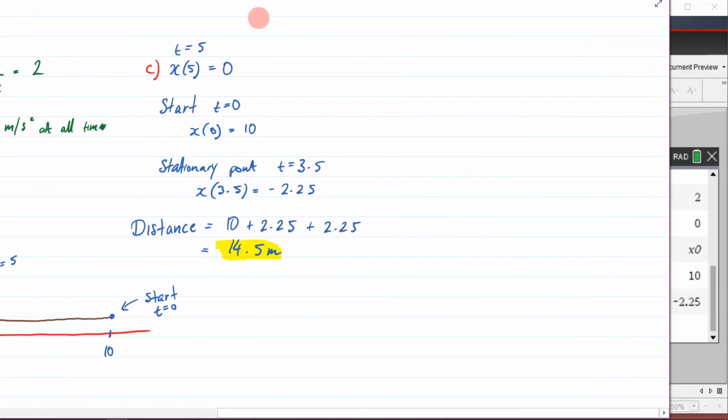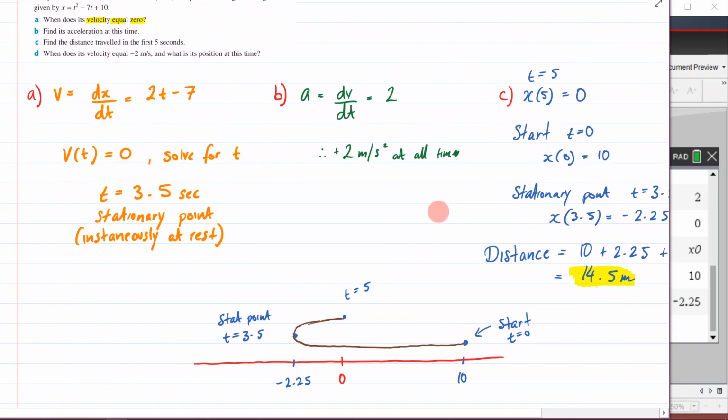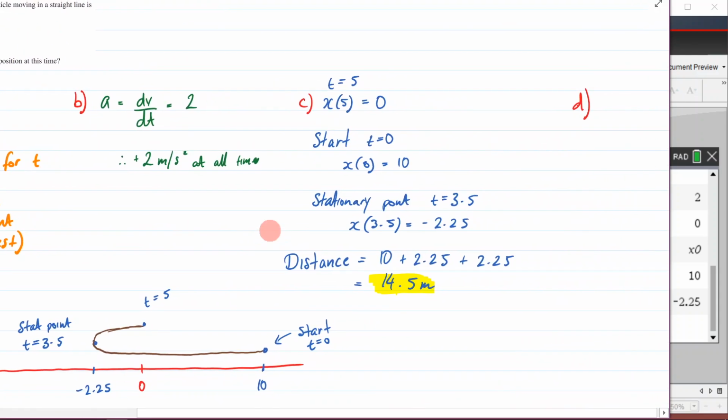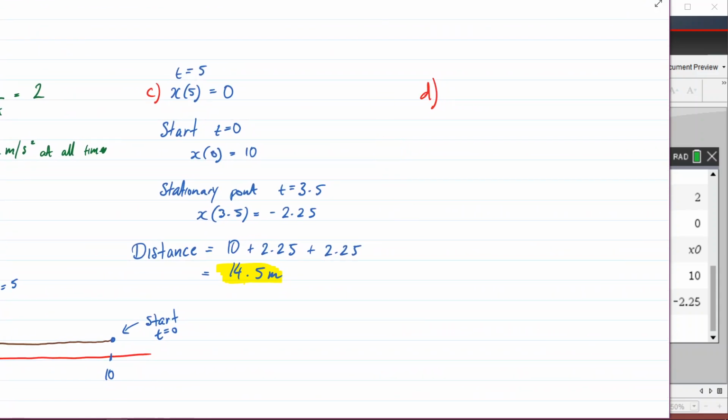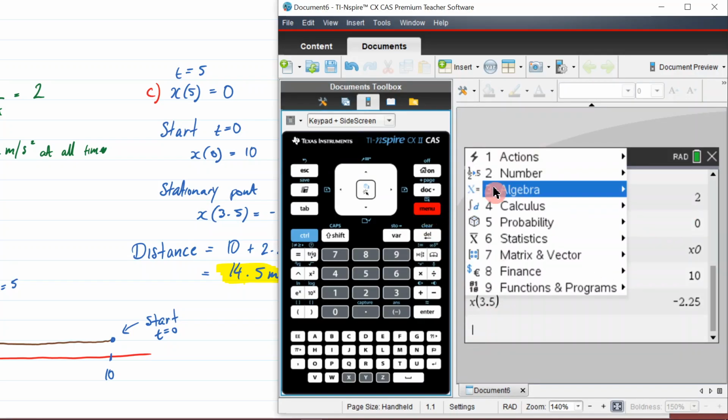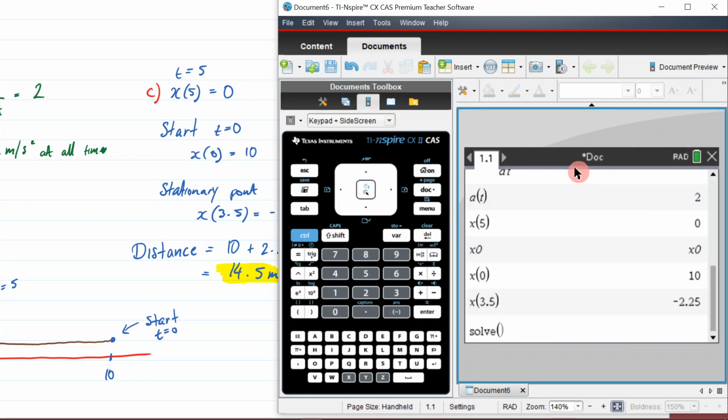Okay, let's come now to D. Part D. Now, what did it say? I can't even remember. It says, when does its velocity equal negative 2 meters a second, and what's its position at this time? So what I'm going to do here is I'm dealing with my velocity. So let's get out my orange. I'm going to ask, what's v of t when it's equal to negative 2? So I'm trying to find what my t is equal to for that point. So I'm going to come to my trusty CAS here. I'm going to go menu, algebra, solve. What is v of t when it's equal to negative 2? And I'm solving that for t.